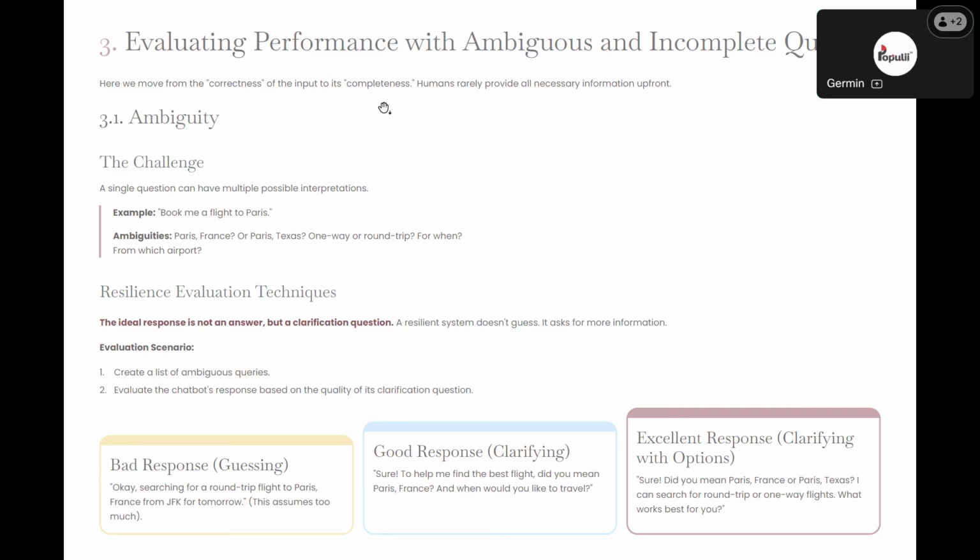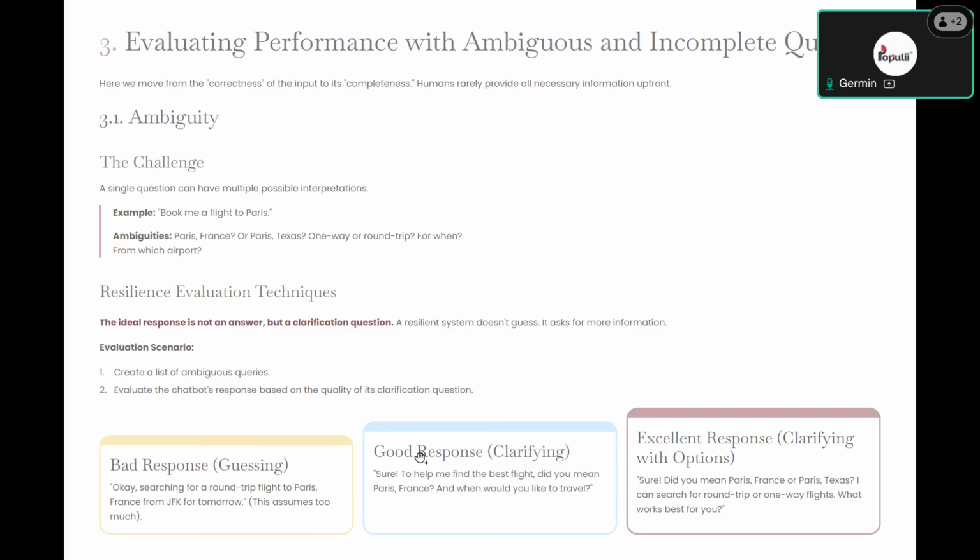Okay, let's return to the responses of the chatbot. First one, which is bad. Here the chatbot made too many assumptions. It guessed the city, the flight type, and even the date. All without confirmation. That's risky and unreliable.